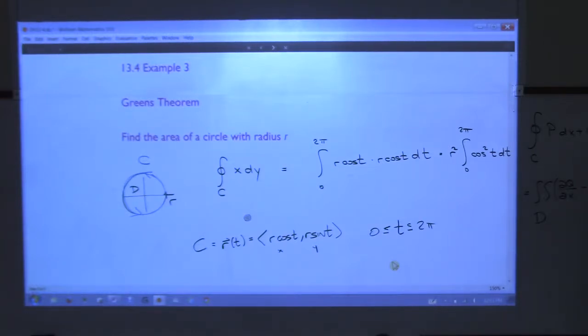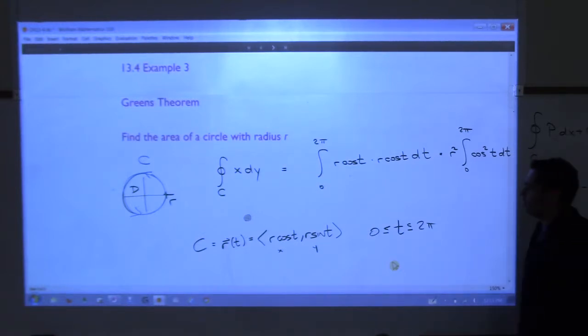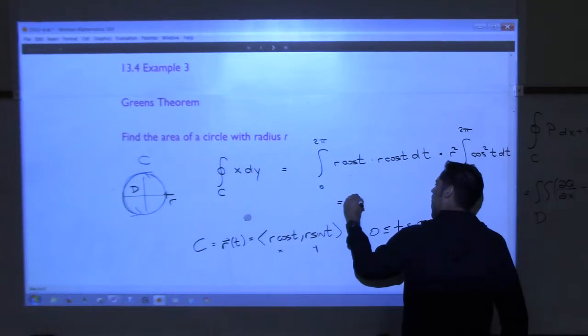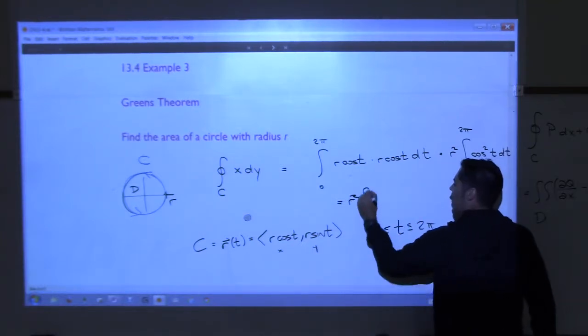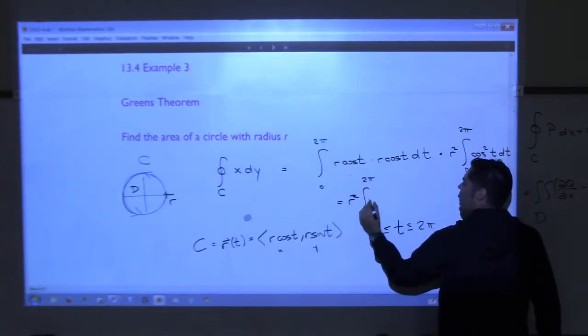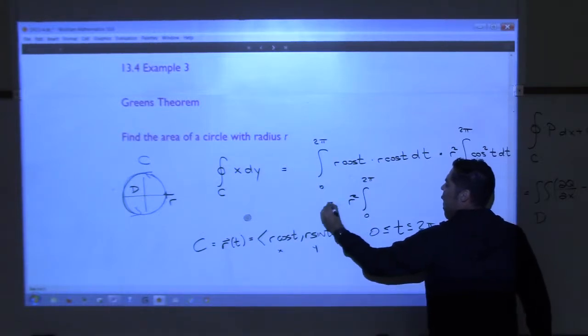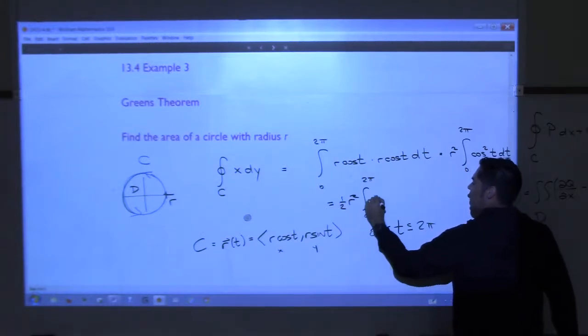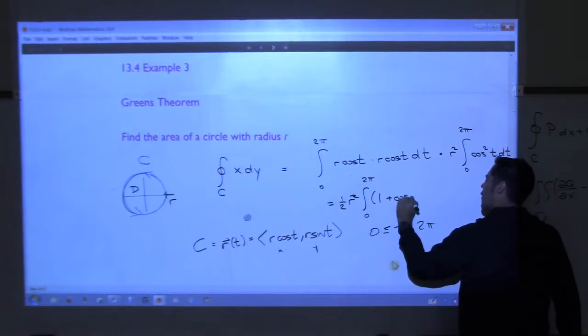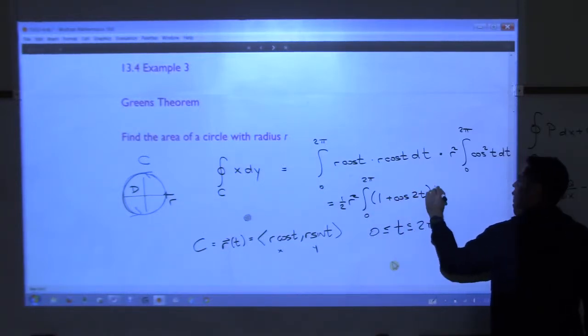And how would you integrate cosine squared? Power reducing formula? So that would become r squared integral 0 to pi. And then the 1/2 would come out, wouldn't it? I'm going to pull out the 1/2 here. 1/2. Then I'd be integrating 1 plus cosine 2t, right?